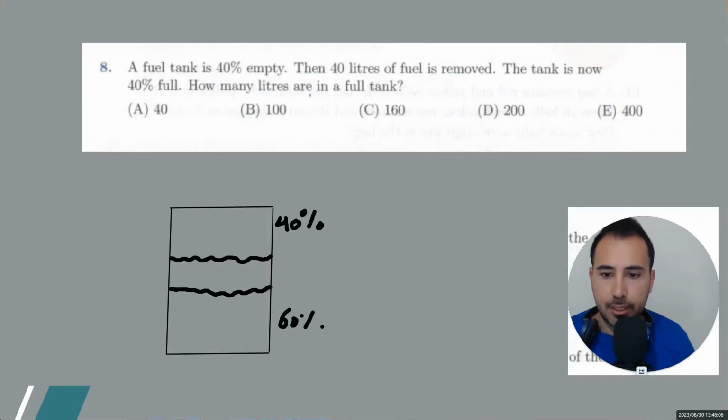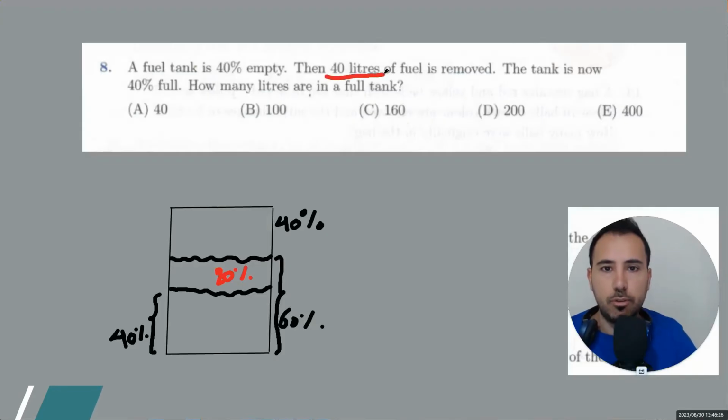Here we had 60% at the beginning. Now we have 40%. So what percentage did we lose? 20% is lost. So now this 20%, which is lost, is equal to 40 liters. How many liters are in a full tank? So 20% of something is 40. What is all of that?